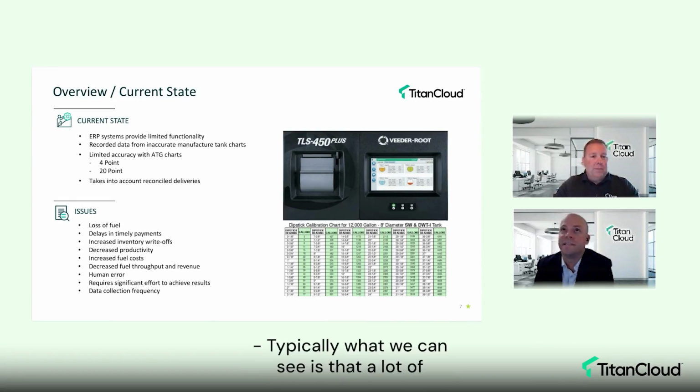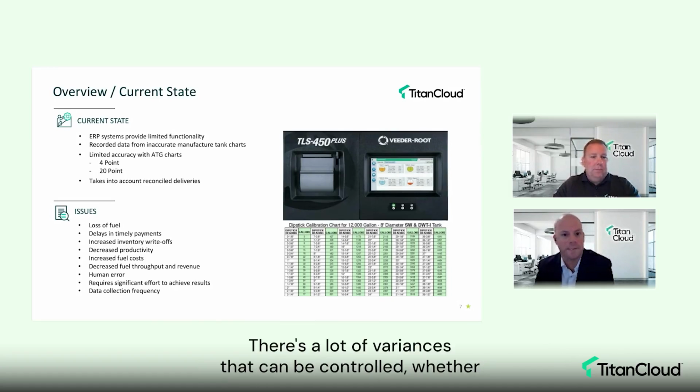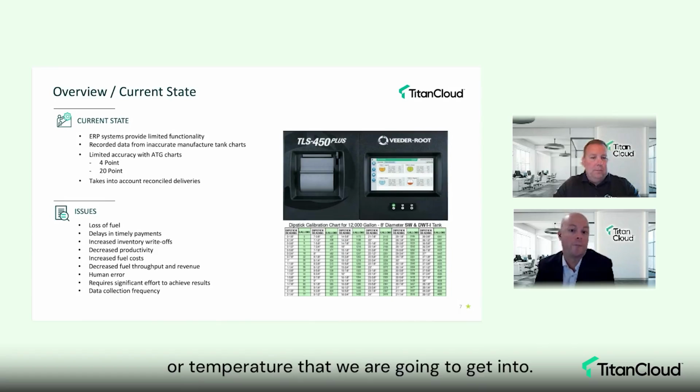Typically, what we can see is that a lot of companies, no matter where they are based around the world, are trying to investigate fuel losses with one arm tied behind their back. There's a lot of variances that can be controlled, whether that be calibration or temperature, which we are going to get into.